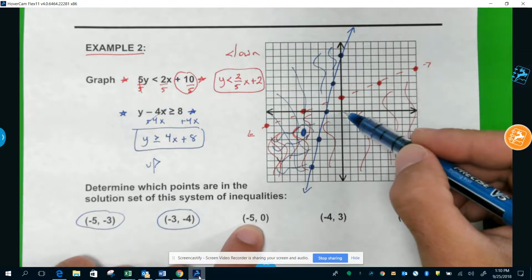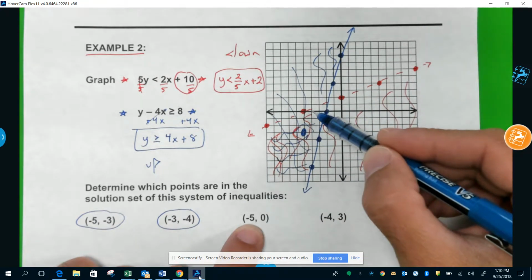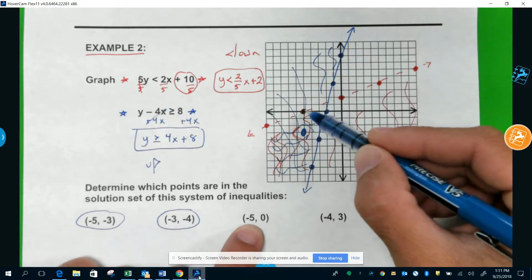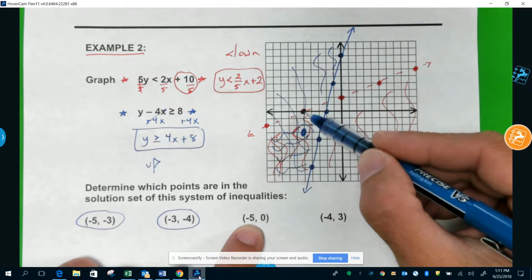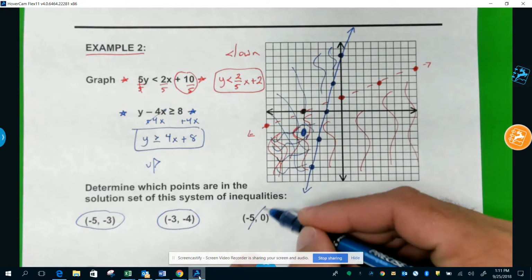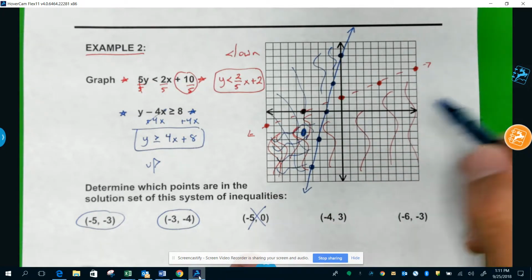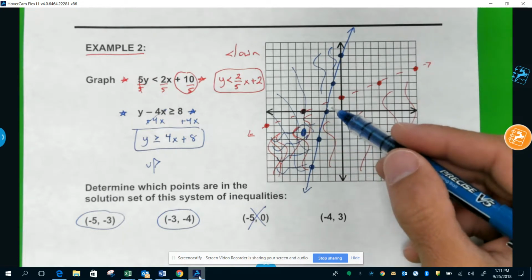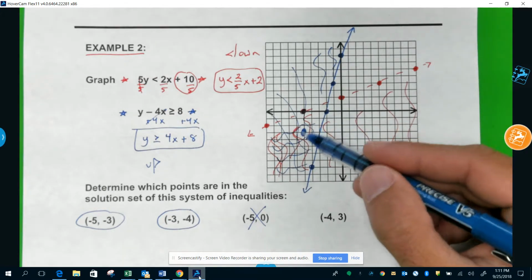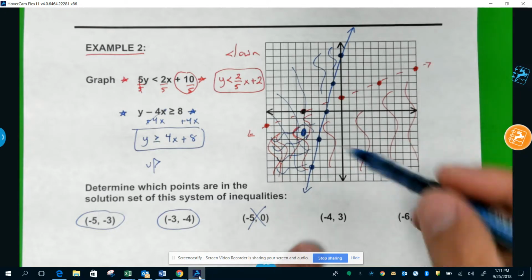Negative 5, 0. Negative 1, negative 2, negative 3, negative 4, negative 5, 0 lands right there on the red dotted line. Dotted line does not count. He's no good. It has to be completely in the shaded area, or it has to be on a solid line connected to the shaded area.